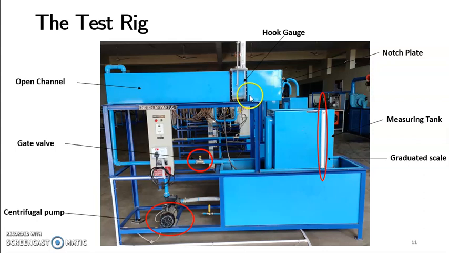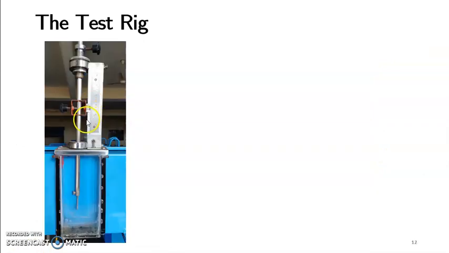And on that open channel a hook gauge is attached, and water flowing through this open channel passes through the notch plate, and it will be collected in the measuring tank, which is also known as collecting tank. For that collecting tank, a graduated scale is attached to measure the level of water in the measuring tank. Here we have the image of hook gauge.